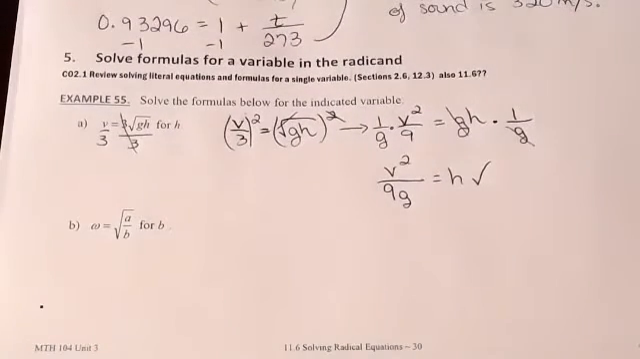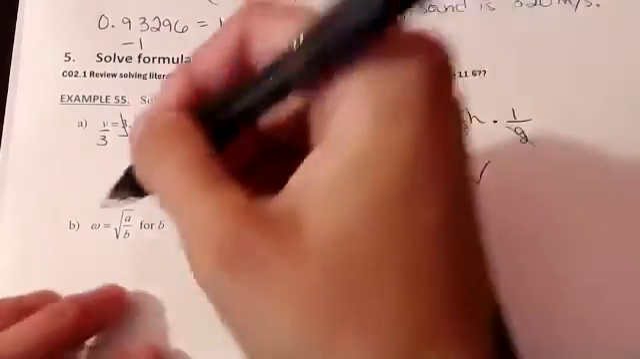Take a look at part B. We want to solve for B. What's the first step? What's the only thing we can do? Square it. Square root. Yeah, square it, right? We have to square both sides.